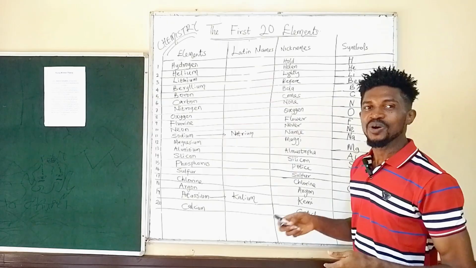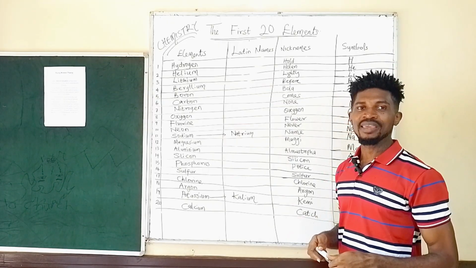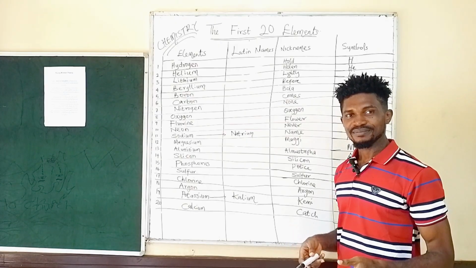Let me repeat again. Hold Helen lightly before Bola comes none. Oxygen flower, never name Maggie, Mustafa, silicon police, sulfur, chlorine, argon, chemical catch.